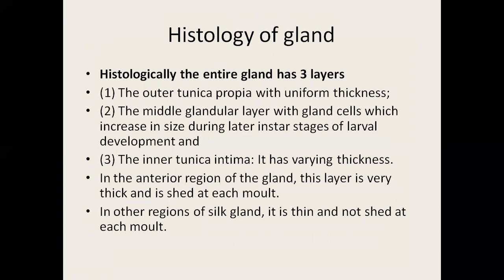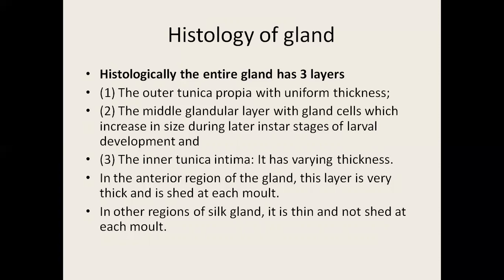Histology of the gland. Histologically, the entire gland has three layers: the outer tunica propria, the middle glandular layer, and the inner tunica intima. The outer tunica propria has uniform thickness. The middle glandular layer has gland cells that increase in size during later instar stages of larval development.